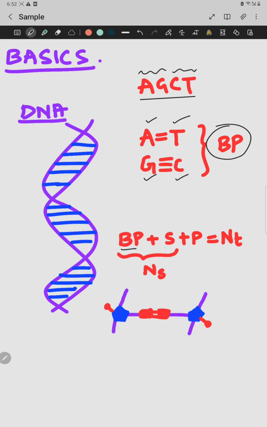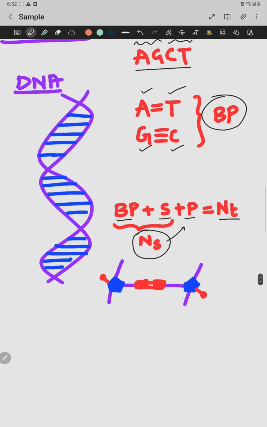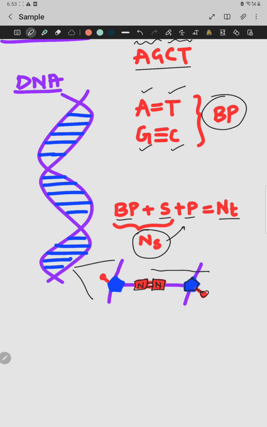Now a base with a sugar, that is a pentose sugar, is called a nucleoside. A nucleoside with a phosphate is called a nucleotide. If you zoom in, this is our nitrogenous base, and these are the bonds it has been attached with, and this is the pentose sugar, and this is the phosphate. Together this whole is called the nucleotide, and this part is called the nucleoside.